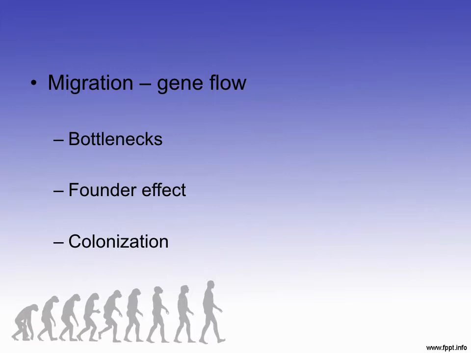Bottlenecks, founder effect, colonization. These are processes that result in a population with reduced genetic diversity, a reduced number of alleles. Bottleneck is where you have a large population, genetically diverse, multiple alleles. Some event happens that eliminates a large number of those individuals fairly rapidly. And so thus you have this winnowing effect. The outcome is a small population with reduced genetic diversity.